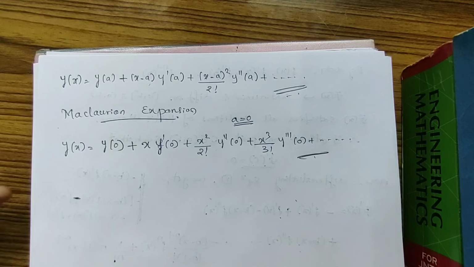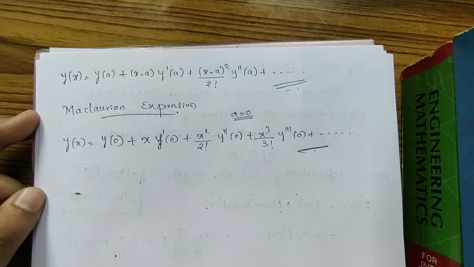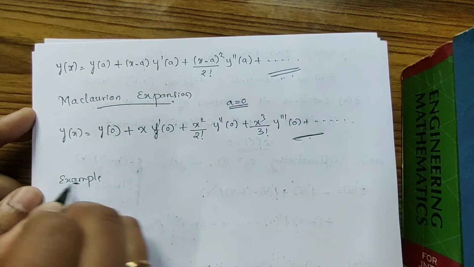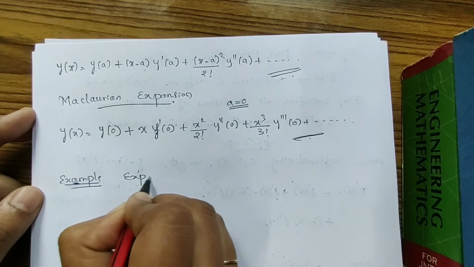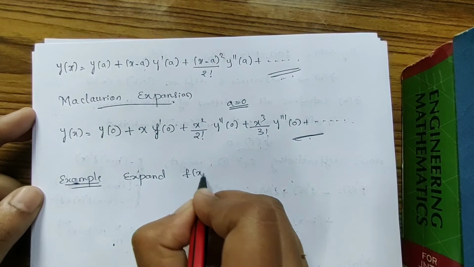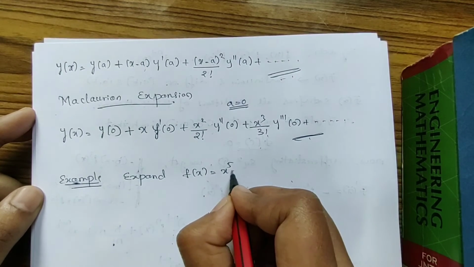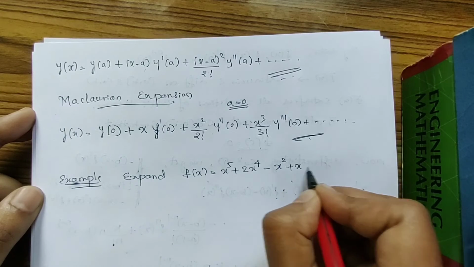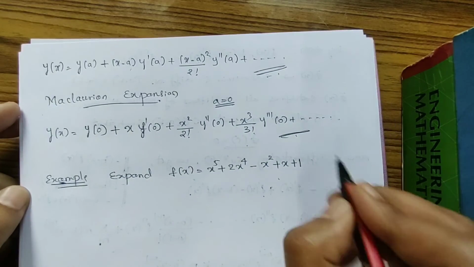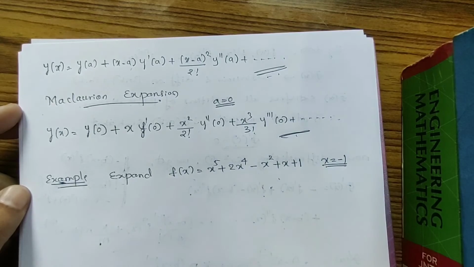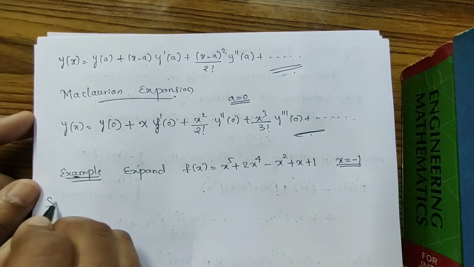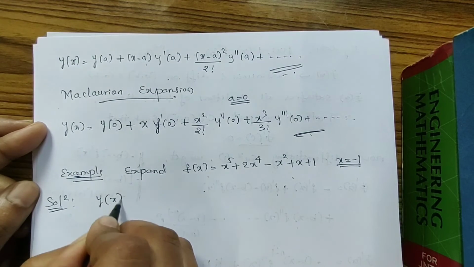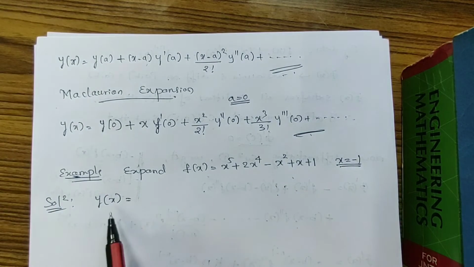Now we will discuss one example based on the Taylor's expansion. The question is like this: expand f of x is equal to x power 5 plus 2 into x power 4 minus x square plus x plus 1 in powers of x plus 1, that is about x is equal to minus 1, they have given. Now the solution is like this. What is the given equation? I will write it in terms of y of x is equal to f of x, they have given. I am writing y of x.